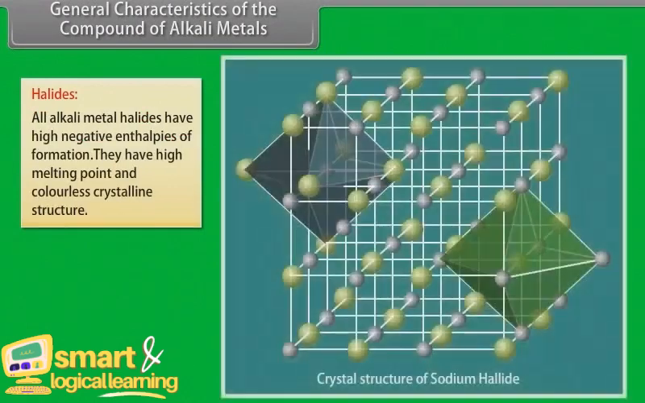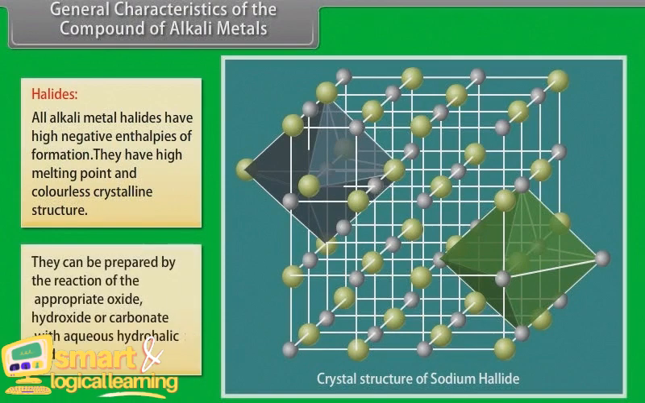Halides. All alkali metal halides have high negative enthalpies of formation. They have high melting point and colorless crystalline structure. They can be prepared by the reaction of the appropriate oxide, hydroxide or carbonate with aqueous hydrohalic acid.